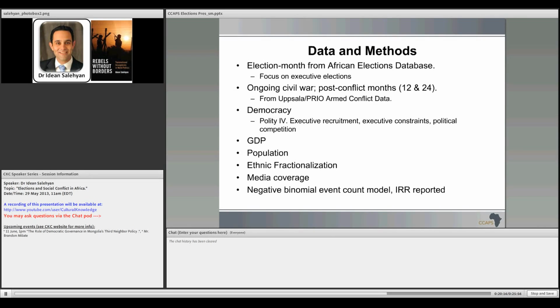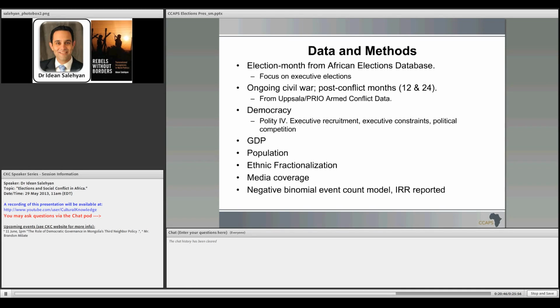To operationalize civil conflict and post-conflict, we use data from Uppsala University in Sweden and the Peace Research Institute of Oslo. So we look at elections during ongoing civil wars, and we look at immediate elections in the post-conflict phase, measured by elections occurring 12 months or 24 months after the conclusion of hostilities.